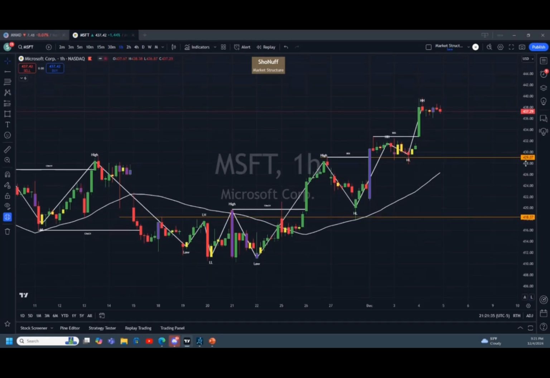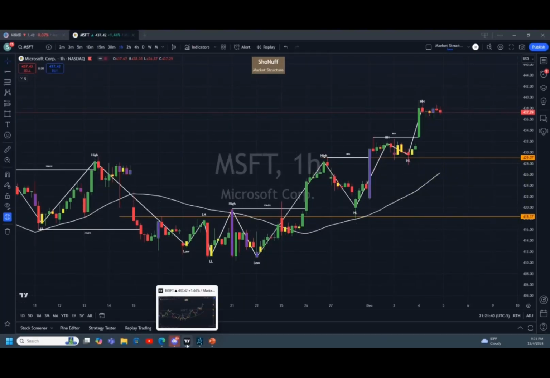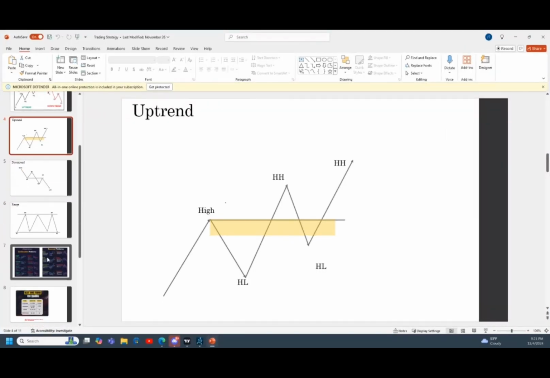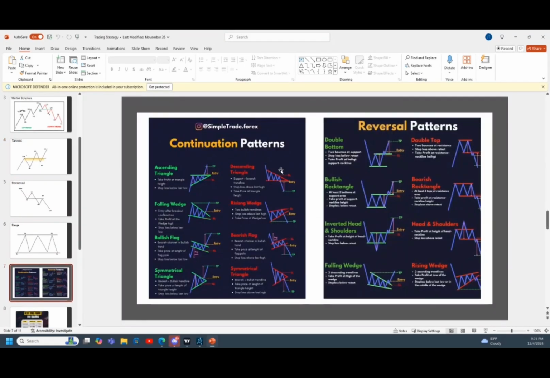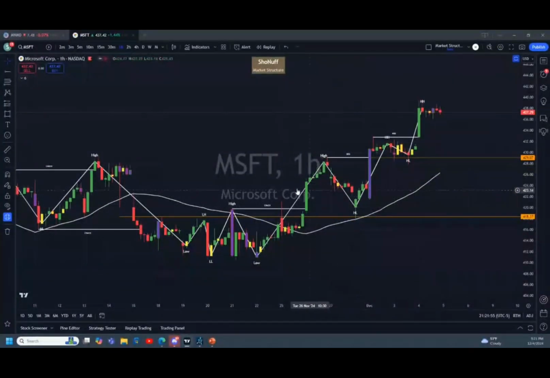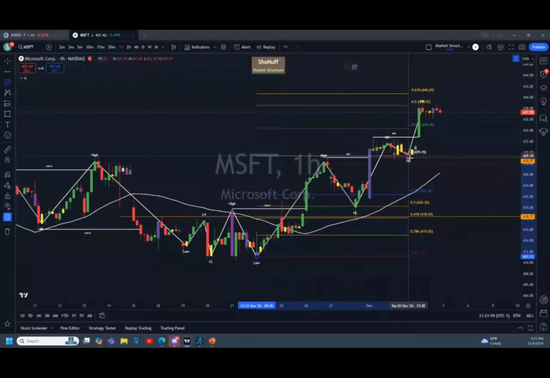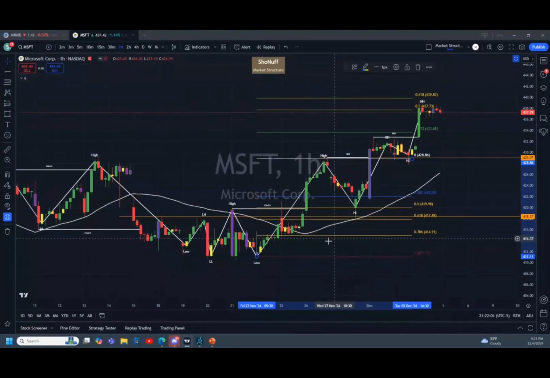That's either going to be a hammer candle, which we got there. It could be a double bottom, bullish rectangle, inverted head and shoulders, or falling wedge. It could be any of these. That's what I want to see when price pulls back to that 50 moving average. And couple that with fibs, which we know.